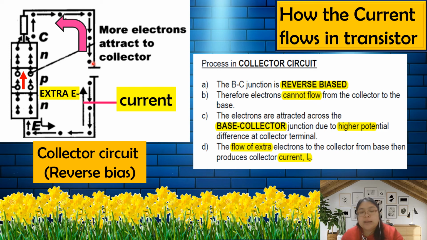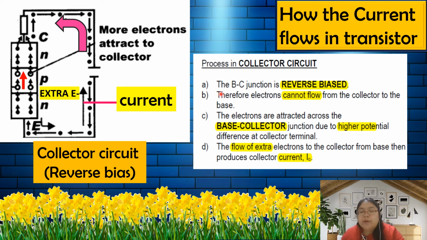When starting, the current cannot move. Why? Because there is a reverse bias. From here, the electrons already start to move. So the current will also move, but in the opposite direction. If the current moves in the opposite direction, it means now you have collector current. So the transistor can function.